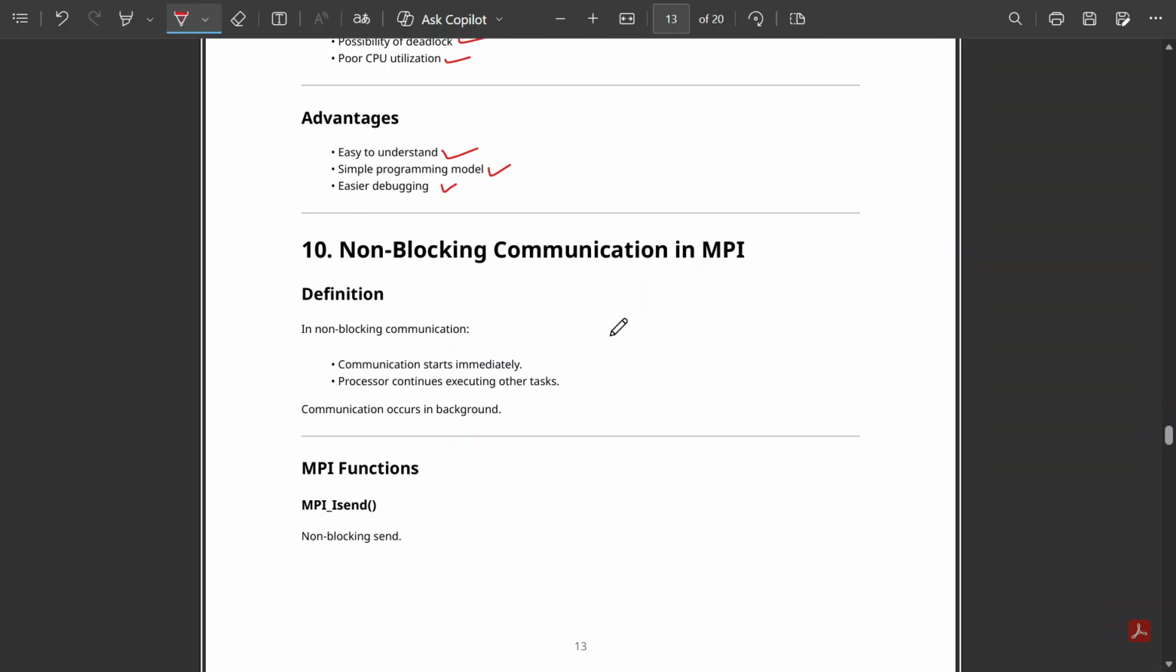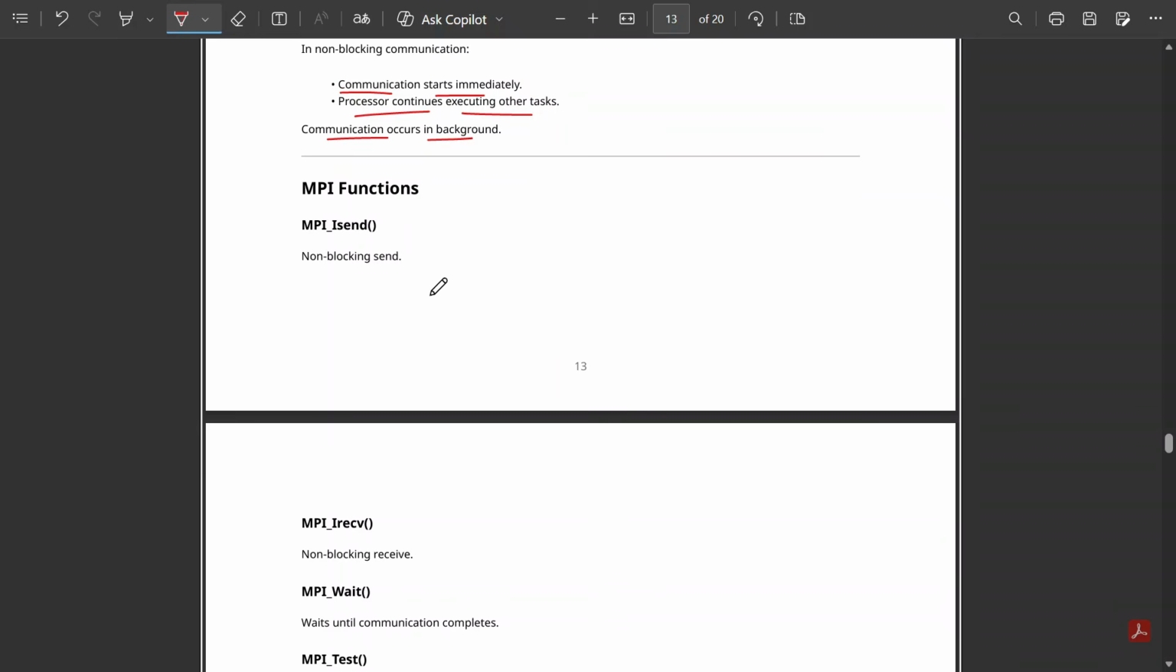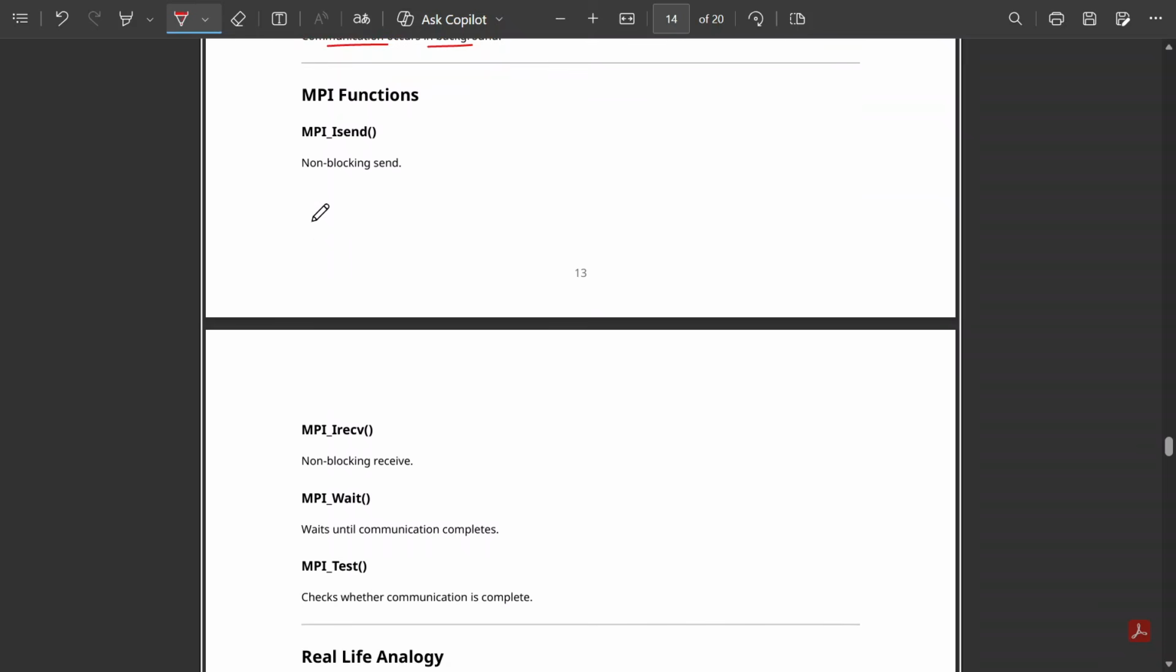What I mean is, the process does not wait for the message to complete. That means communication starts immediately, and the process continues executing other tasks, irrespective of any other communication or other process. Communication occurs in the background simultaneously. What are its functions?